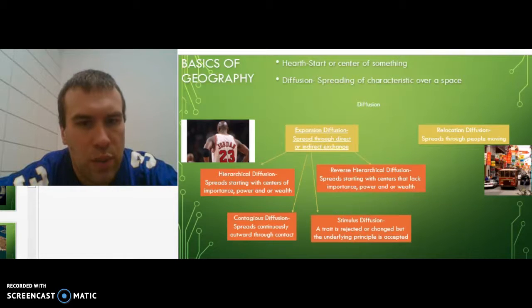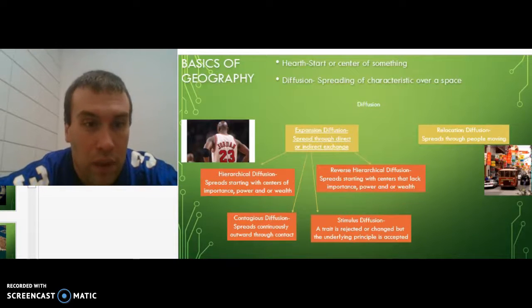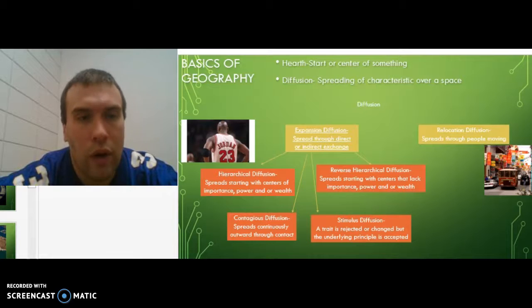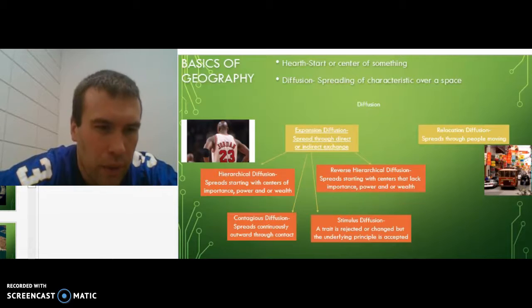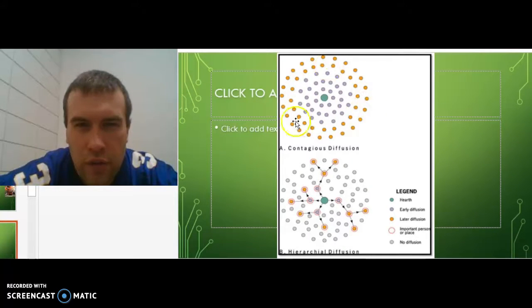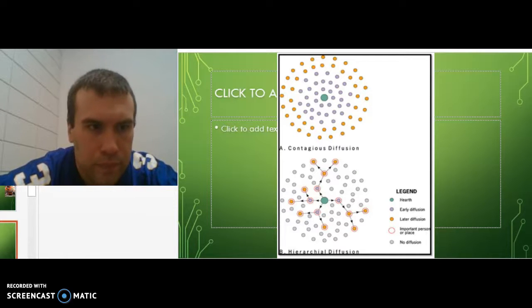Next is contagious diffusion, which spreads continuously through contact, like a virus, a computer virus, or the flu itself. Here is an example of contagious diffusion spreading all around. Hierarchical needs to go through these nodes; you have to have a link. In contagious diffusion, it just spreads to everybody. With hierarchical diffusion, you have to come in contact with somebody who has it. So transportation and communication are very important, and you have to be connected. If you're not connected, you're not going to get it.